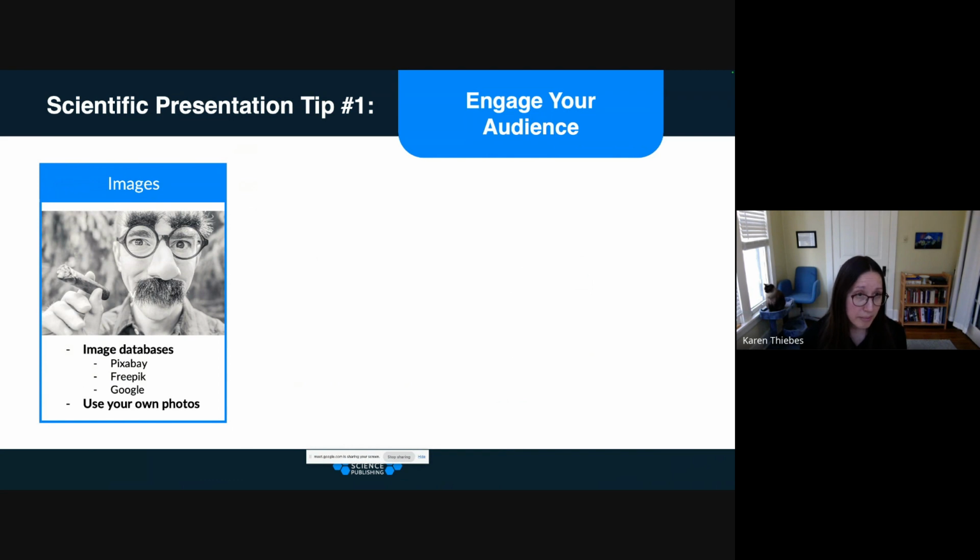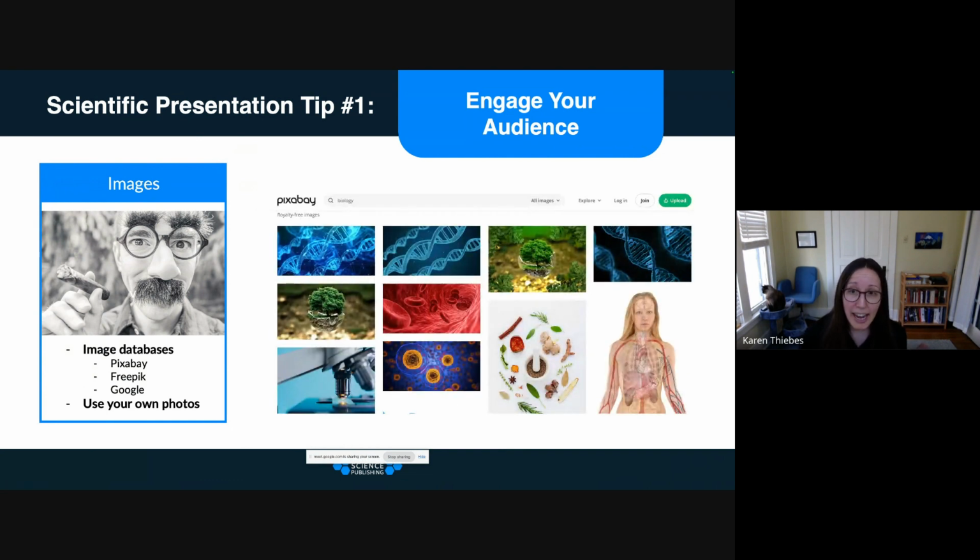When it comes to images, my 3 favorite databases are Pixabay, and that's shown here on the left, FreePic, and Google. Pixabay, this is just showing an example, is one where these are royalty-free images, where if I put in the word biology, if I'm studying red blood cells, if I'm studying DNA, there are a fairly large amount of free images in this database. FreePic is another great one. And Google, as long as you're using proper filtering techniques, is another great way to get images.